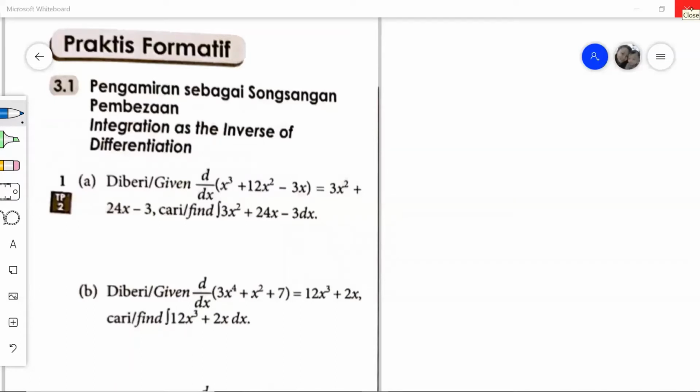Hi everyone, this is practice formative of chapter 3, integration, topic 3.1, integration as the inverse of differentiation. Now let's look at question 1a.